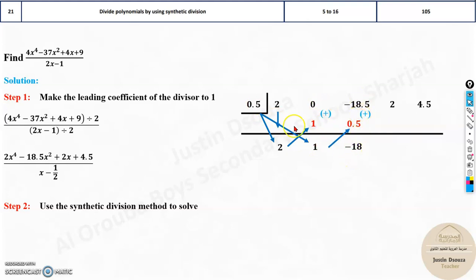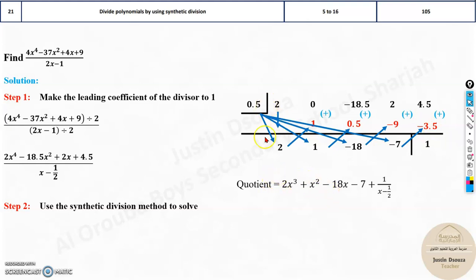Add these both. Negative 18. Multiply. 9 minus 9. Add these both. Minus 7. Multiply. It'll be negative 3.5. Add. 1 is the remainder. Don't worry, we have already written. See, write these coefficients. Now we have constant, x, x squared, x cubed. See, the power 4 reduces by 1. It's power 3, highest degree over here. 2x to the power 3, x squared minus 18x minus 7.